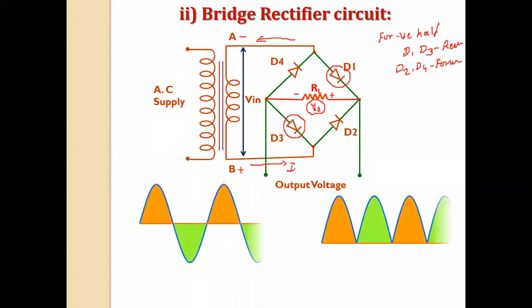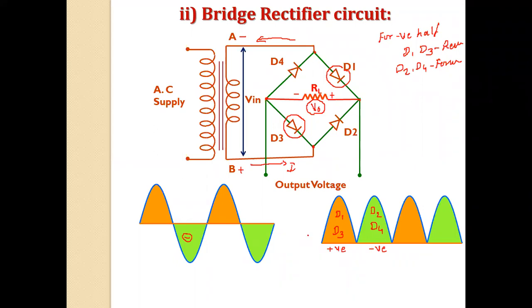You can observe here. For the positive half cycle, let me write it down here: diode D1 and diode D3 act in forward bias, and for the negative half cycle, diode D2 and diode D4 act in forward bias. So in this way, for every positive half cycle, output is available due to diodes D1 and D3, and for every negative half cycle, the output is available due to diodes D2 and D4.